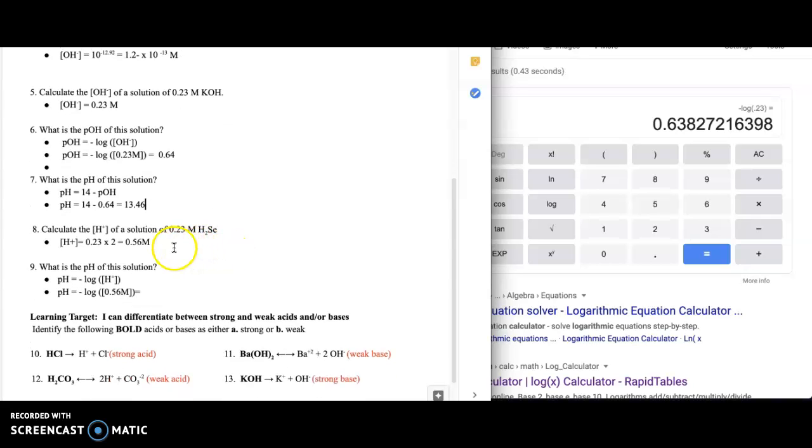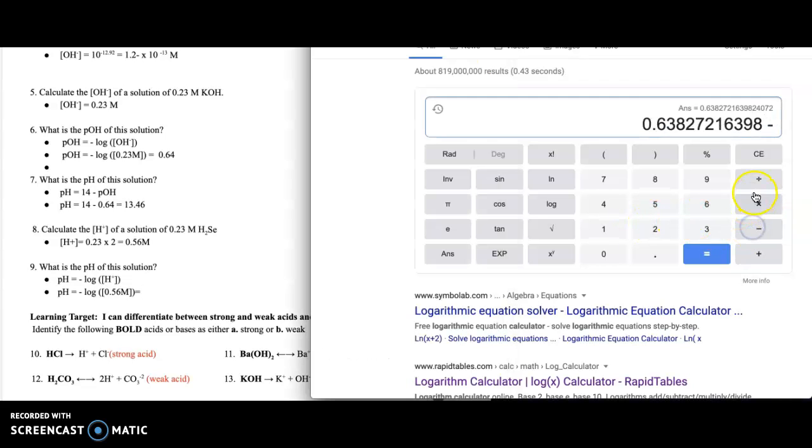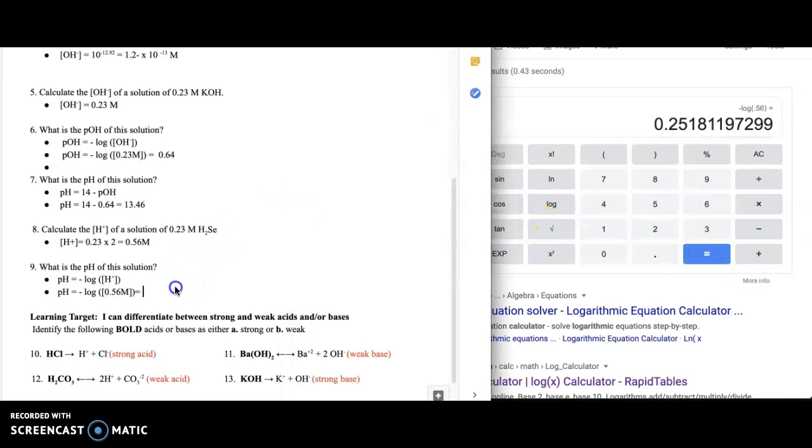There we go. All right, here, what's the H plus of 0.23 molar hydroselenic acid? So here it's the same as this one, except because I have this 2 by the H, it's 0.46, 0.23 times 2. So then when I'm doing the pH, I got to take negative log of that. So I get negative log of 0.46 is going to give me 0.34 as my pH, and that's a very acidic solution.